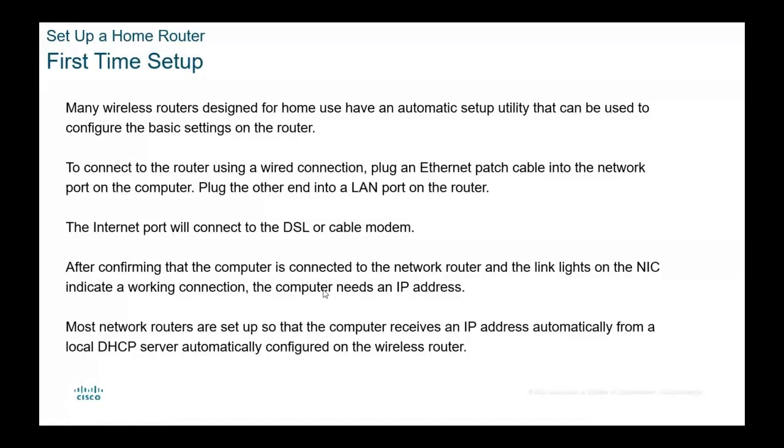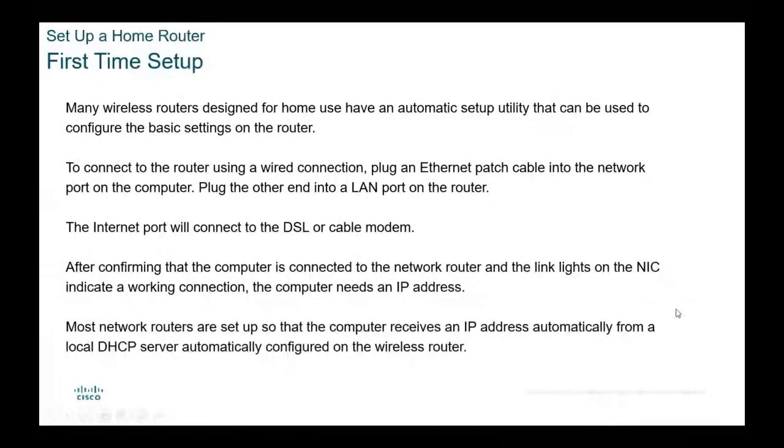Many wireless routers designed for the home have an automatic setup utility, and you basically just tell it who you're connected to, and it downloads and uses the default settings. To connect the router using a wired connection, you plug the Ethernet patch cable into the internet port, and plug the other end into the LAN port of the router. The internet port will connect to the DSL or the cable modem.